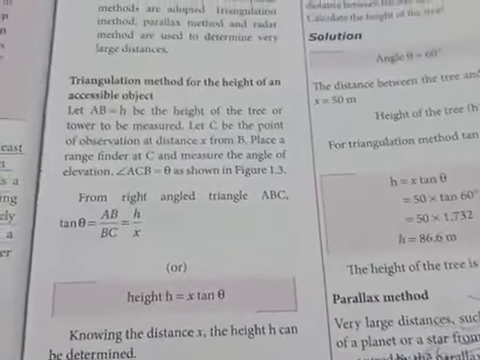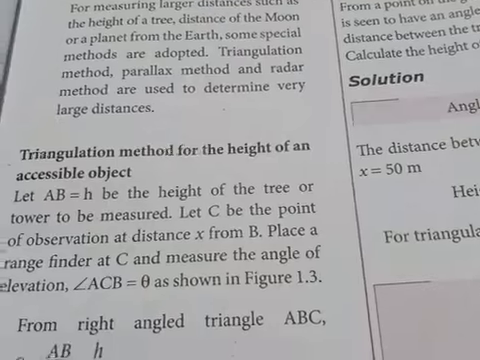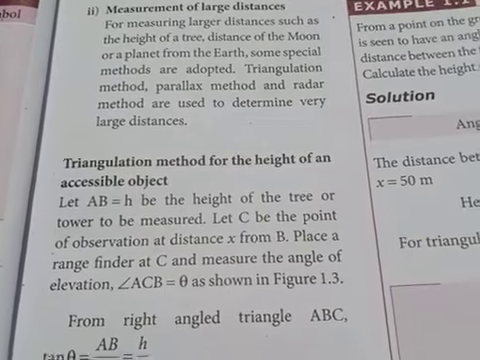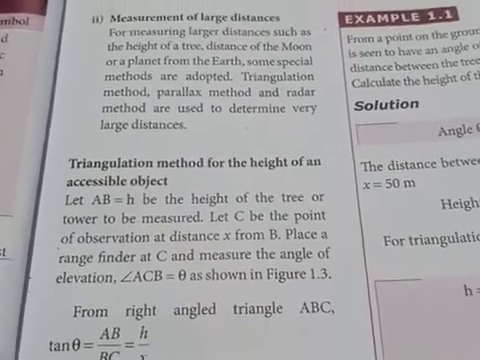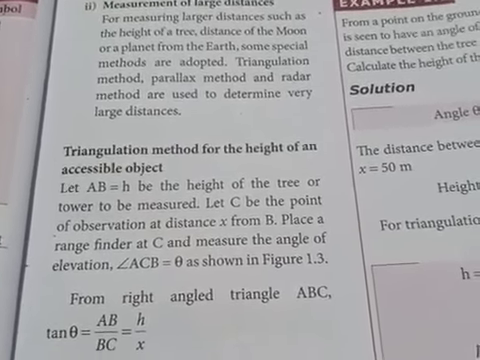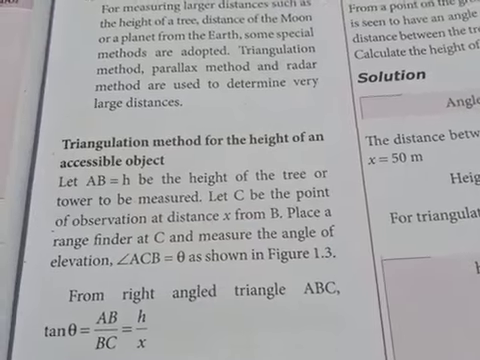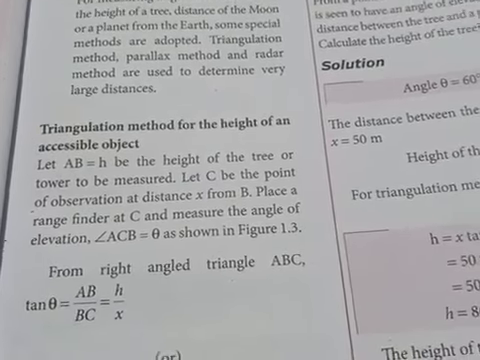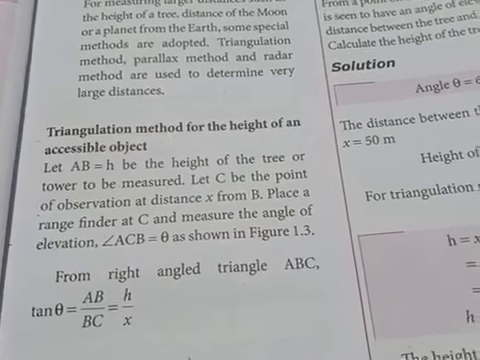So the next thing is the measurement of the largest distance. For measuring larger distances, such as the height of a tree, suppose we want to measure the height of a tree. By just seeing the tree, it is not possible to measure its height. By seeing the moon from our earth, it is difficult to measure the distance of the moon or a planet from the earth. So some special methods are adopted. They are the triangulation method, parallax method, and radar method.